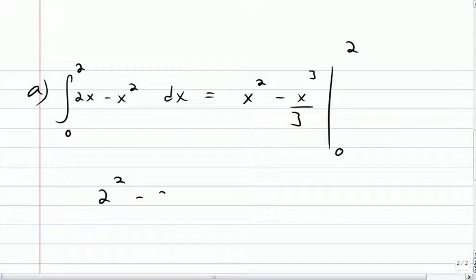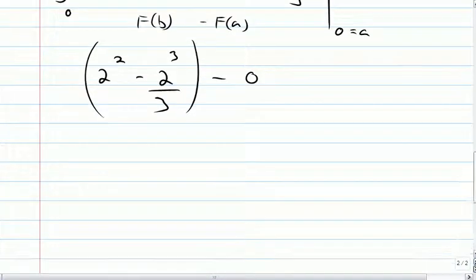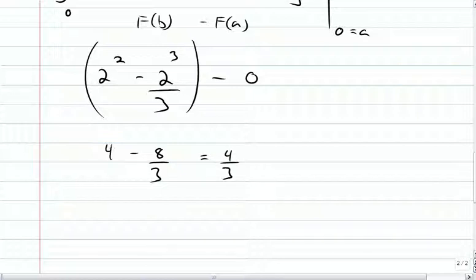So we are 2 squared, take away how much? 0. This is like big F of b minus big F of a. 2 is your b and 0 is your a. So we simplify that. 2 squared is 4, 2 cubed is 8, so 4 minus 8 thirds. 4 is 12 thirds, so 4 thirds. Yep, 4 thirds, that's what we're looking for.